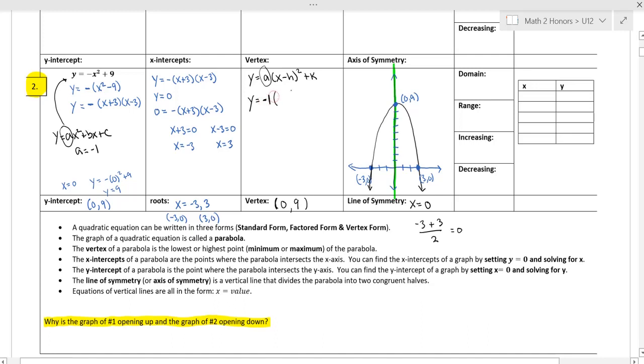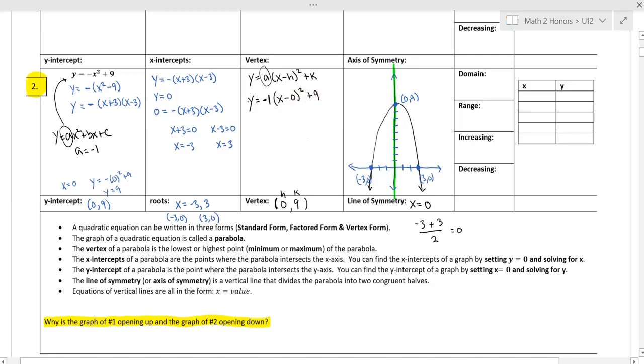And then x minus h. So h is your x value for the vertex. K is the y value for the vertex. So x minus 0 squared plus k.